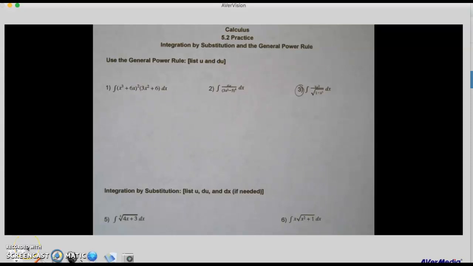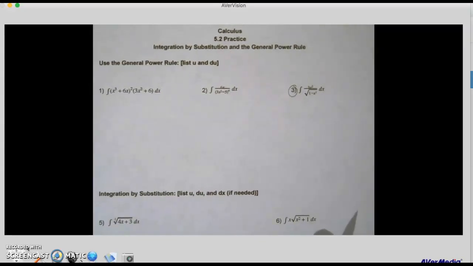Hi again. So this is for your 5.2 practice. I'm going to be doing 2 example problems with you. Again, you follow along and you'll be able to finish the rest of it for your homework and submit it through the Dropbox. So I'm going to do example number 3. It's the one with the radical in the denominator.